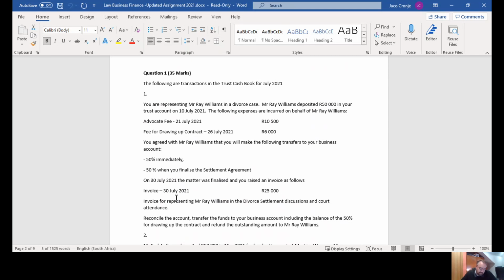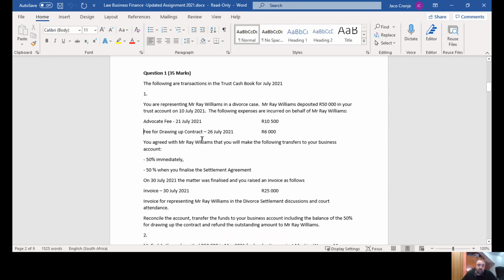Okay, you are representing Mr. Ray Williams in a divorce case. Mr. Ray Williams deposits 50,000 Rand in your trust account on the 10th of July. So there you have your first cash book transaction. The following expenses are incurred on behalf of Mr. Ray Williams. Okay, now advocate's fee, 21 July, 10,500. Assume that advocate's fee gets physically paid on that day. So that is actually a cash book transaction on that day.